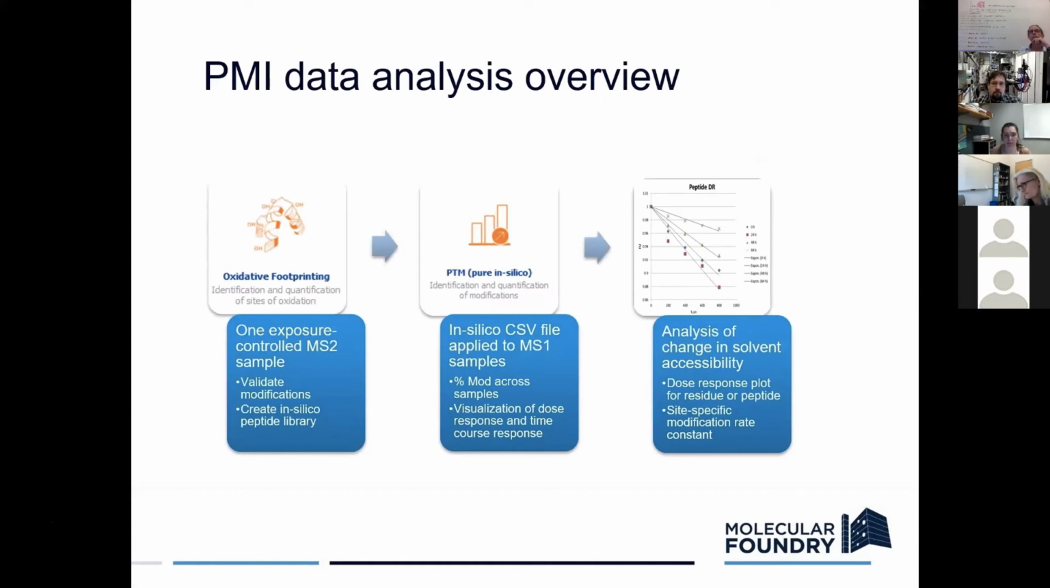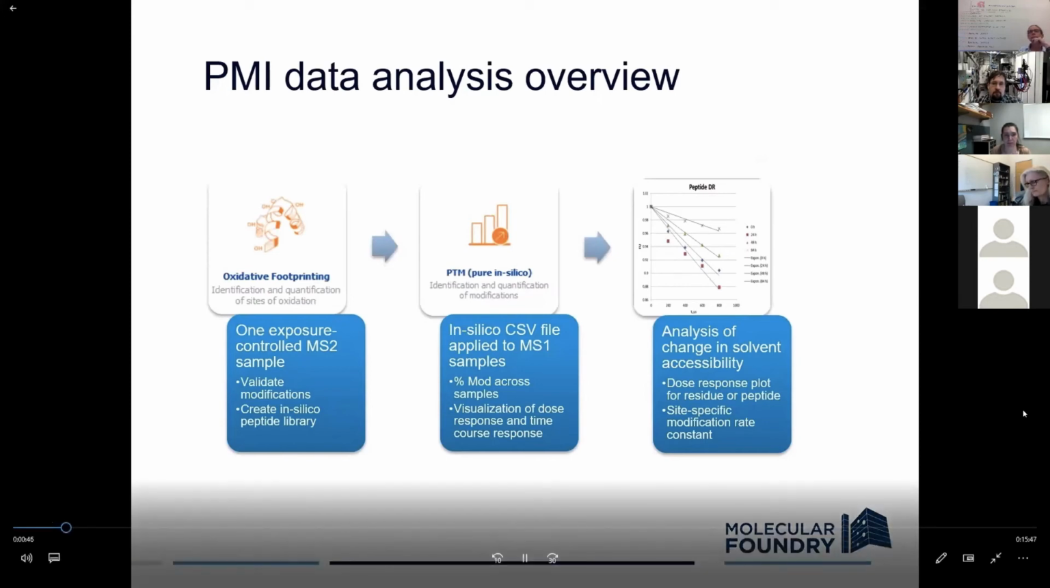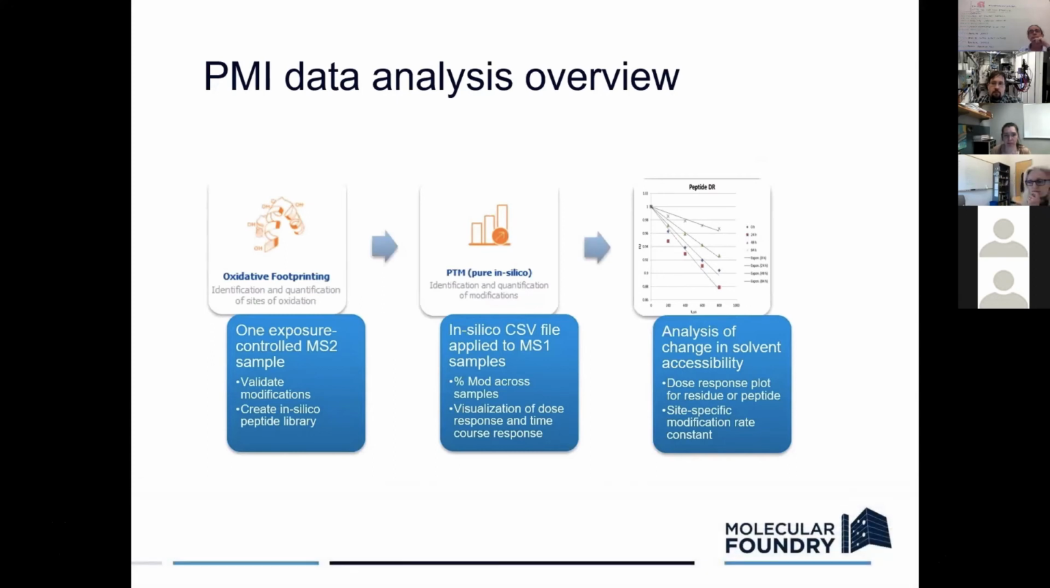In the cytochrome C example, we're analyzing one moderate exposure MS2 file in the oxidative footprinting workflow, which is where the identified modifications are scored and validated prior to the creation of an in silico peptide library. After the creation of the in silico CSV file based on MS2 data, the in silico file is then applied to several cytochrome C samples in the PTM in silico workflow for which mass spec data was acquired in MS1 mode. This combination of MS2 and MS1 data ensures that we can identify residue-specific oxidative modifications while at the same time achieve good data quality.